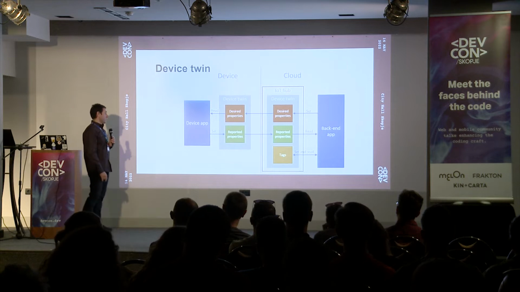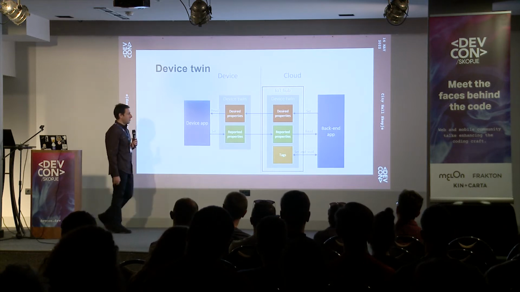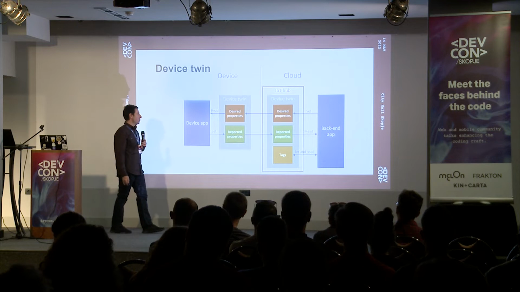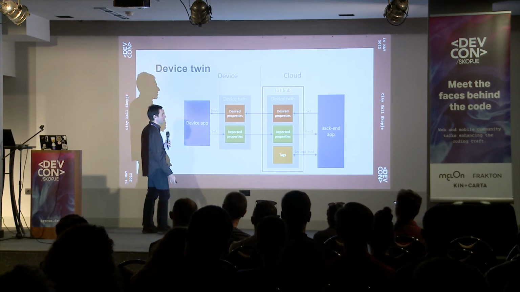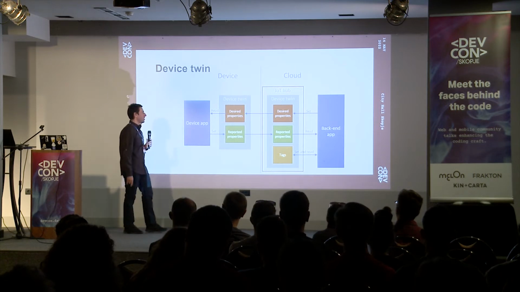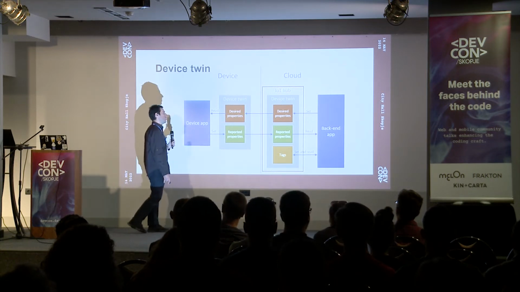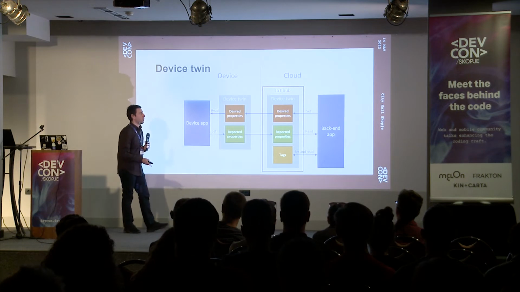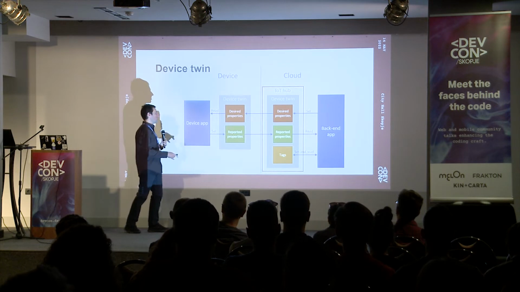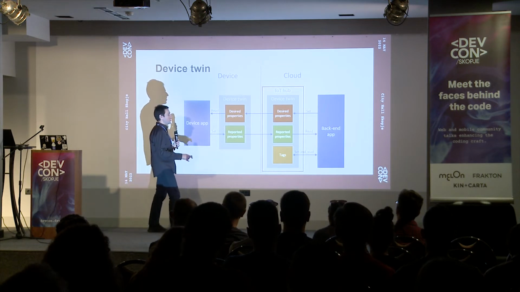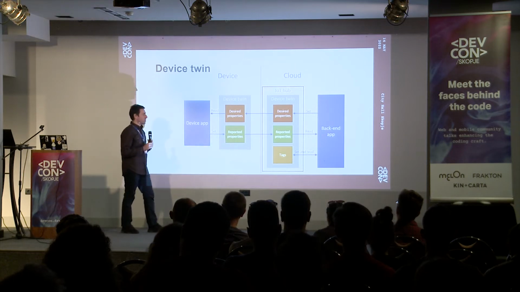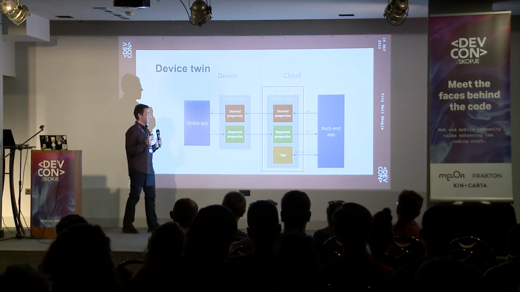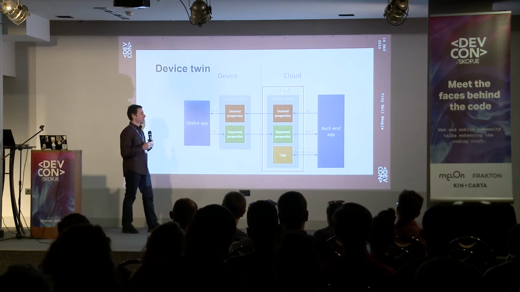Since the device twin is quite new, I will speak more about it. The first side is the device, and the second one is the cloud part. We have desired properties, which can be set by the cloud side from the backend application that is written there. And the reported properties are actually sent from the device. You can see this as having the same configuration on both sides.